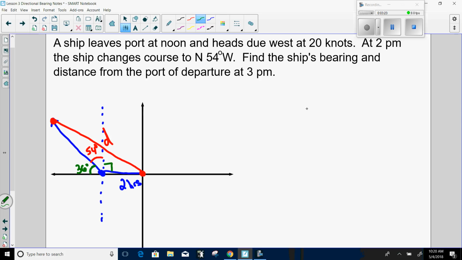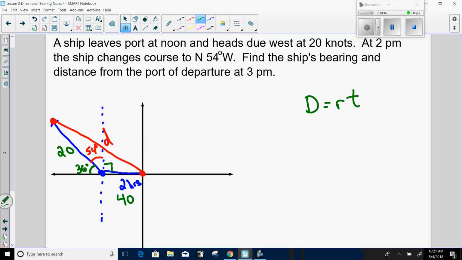Now we've got to figure out some distances. So we use distance equals rate times time. Distance equals rate times time. This blue line right here going straight west, we traveled for 2 hours at 20 knots. So this distance right here would be 40 nautical miles. It says at 2 p.m. the ship changes course and heads in this direction. So we head in this direction for 1 hour, so this length here would be 20. The reason is that it leaves at noon, travels, and at 2 p.m. we change direction. So we travel this direction for 2 hours, and this direction for 1 hour. Obviously, this triangle is not drawn to scale.